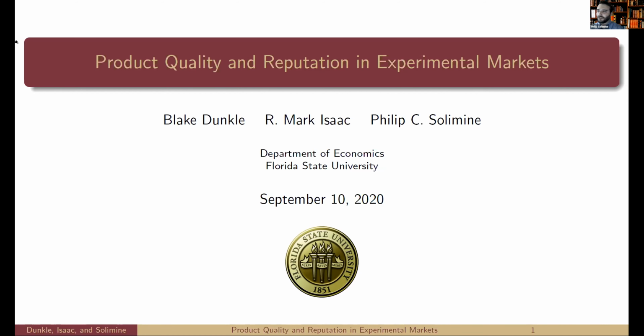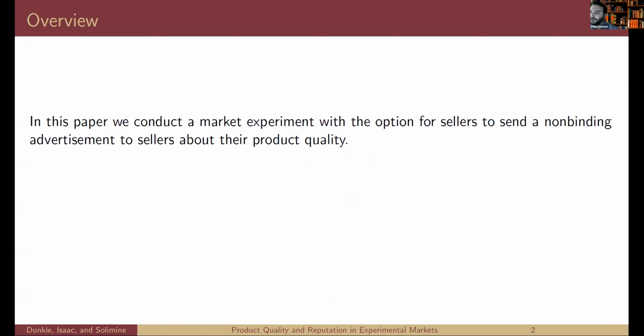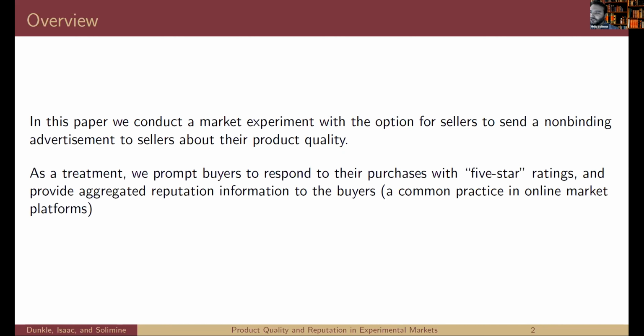Okay, so the paper title is Product Quality and Reputation in Experimental Markets. This is joint work with Mark Isaac, who's also here, and a student, Blake Dunkel, at Florida State University. So what do we do? In this paper, we conduct a market experiment with the option for sellers to send a non-binding advertisement to buyers about their product quality. And as a treatment, we will prompt buyers to respond to their purchases with a 5-star rating and provide this aggregated information about reputation to the buyers, which of course is a common practice, as we all know, in online market platforms.